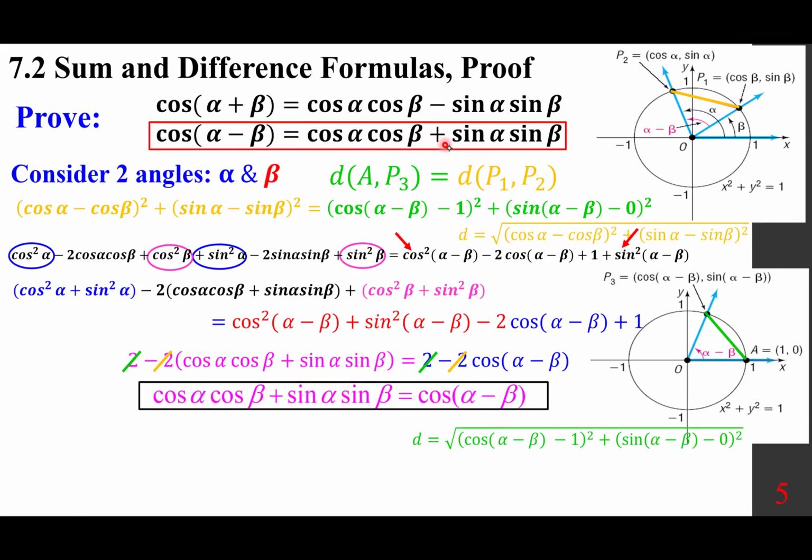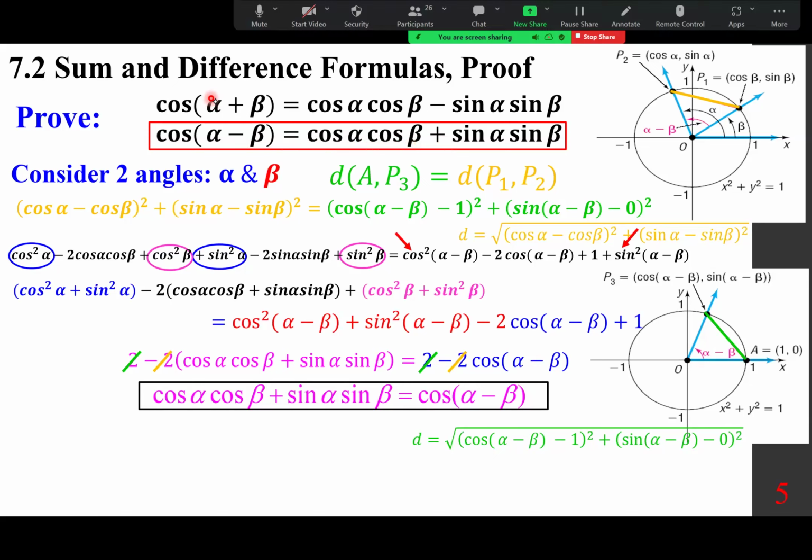So pretty straightforward, everybody. All right, so we're done with this part. How do you prove that? All you have to do, cosine of alpha minus, replace the beta with negative beta. So cosine of alpha plus beta is cosine of alpha minus negative beta. The reason we are going to use that is because we know the result for this.